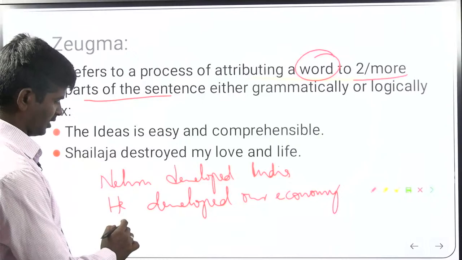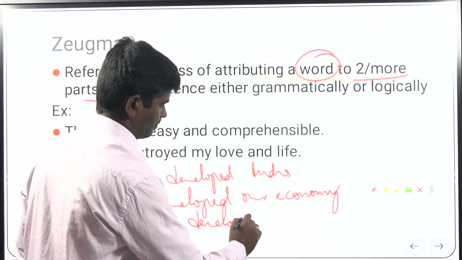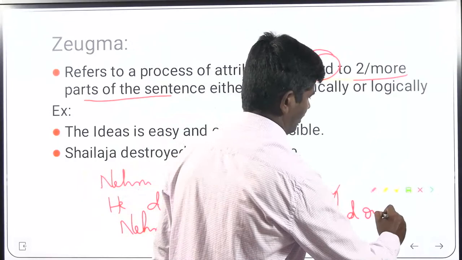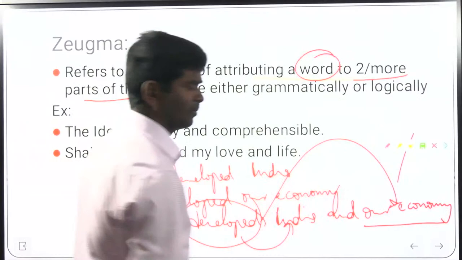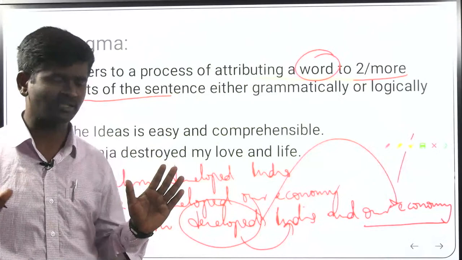I can say in one sentence, Nehru developed India and our economy. So here, this word developed can be associated with India, and can be associated with our economy. That's it. You only need to give priority to the structure. Only structure, my friends, remember.